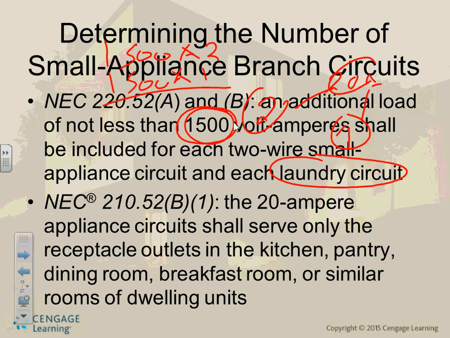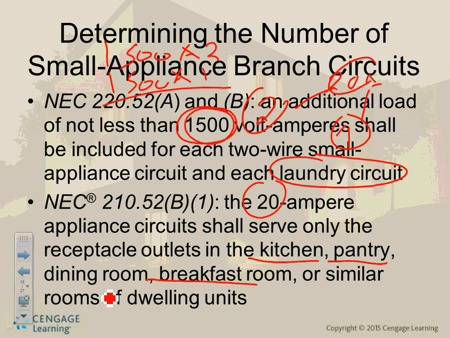Okay? All right, so here's your 20 amp. The 20 amp for the small appliances, guys, can feed only the kitchen or the pantry or the dining room or the breakfast area, or similar areas. Can I take the 20 amp circuit and feed a receptacle outside? No, not legally. The 20 amp bathroom circuit, can you take it and feed a receptacle in the living room? No. Bedroom, no. Dedicated, I call these circuits sacred cows.